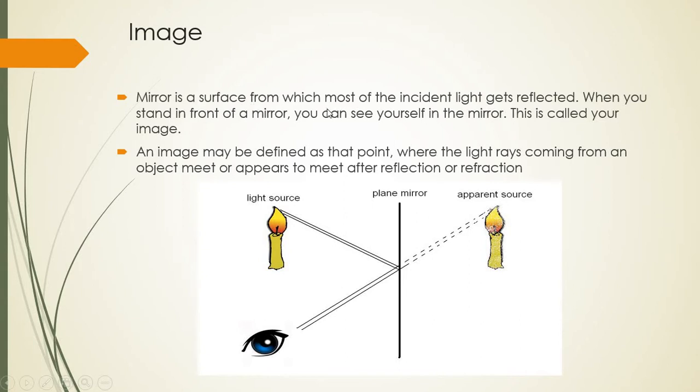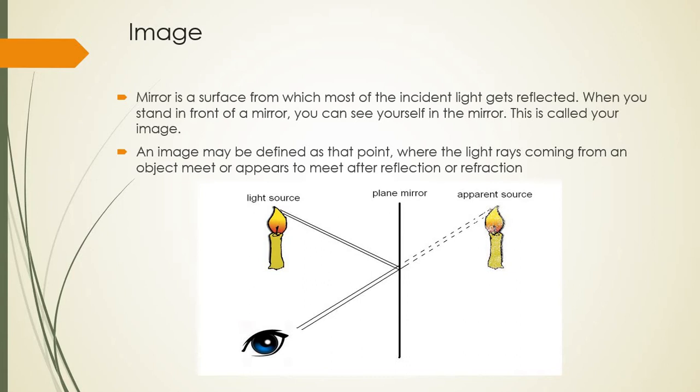So a mirror is a surface from which most of the incident light gets reflected. Whatever light rays, meaning incident rays, strike the surface of the mirror, all get reflected back. And when you stand in front of a mirror, you can see yourself in the mirror. This is called an image. Whenever we stand in front of a mirror, or any object is placed in front of a mirror, we are able to see that thing in the mirror, and that is known as the image.